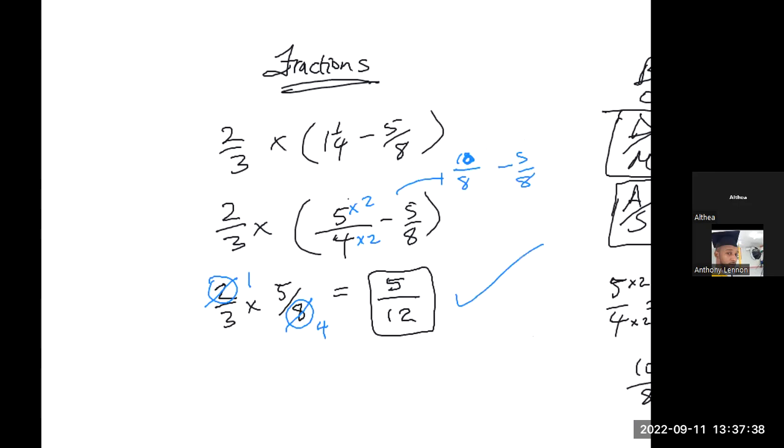5 over 8. Yes, you get that. And when you're multiplying, you simplify the numerator with the denominator. Look for a number that can go into both the numerator and denominator. If you couldn't, you multiply straight across. But in this case, we could have simplified.